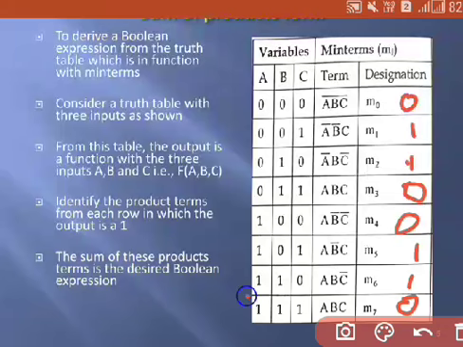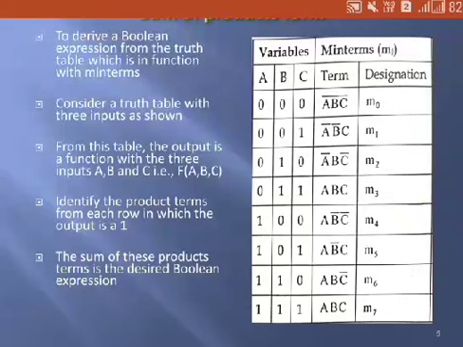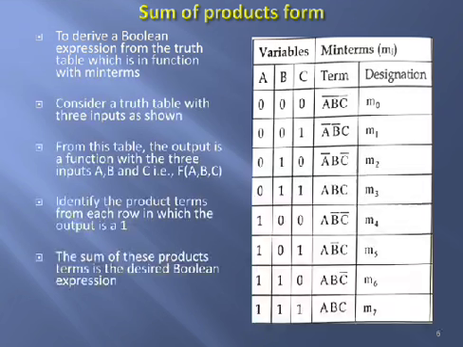So what he is saying is, in order to write the sum of products form, first you need to identify the product terms from each row in which the output is a 1. Okay. And then the sum of these product terms is the desired Boolean expression. Let us remember this first. So for a three variable function, you can write the sum of products form by considering this pattern.